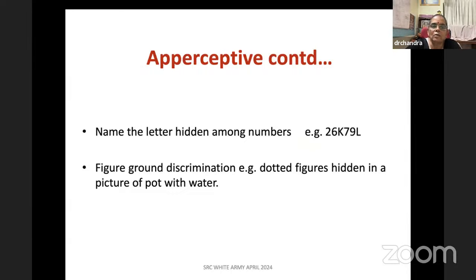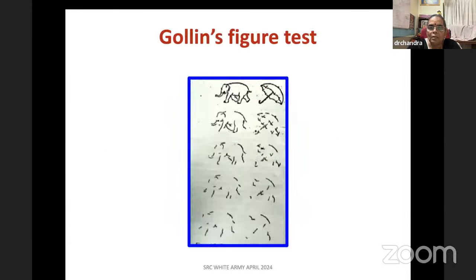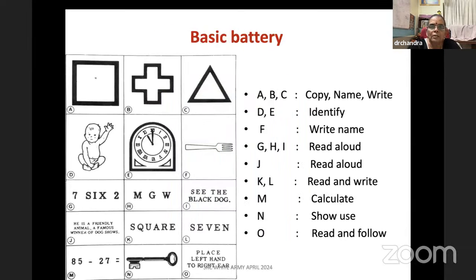And figure ground discrimination, figures given in a picture of pot and water. Then this is Gollin's figure test, completion from outline models. And so this is again a basic standardized battery. This you can carry in your hand. And the first three are for copy. You tell them to copy, name and write. This column you tell them to recognize.